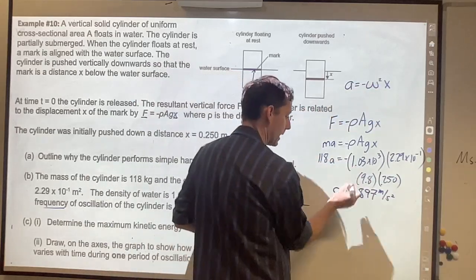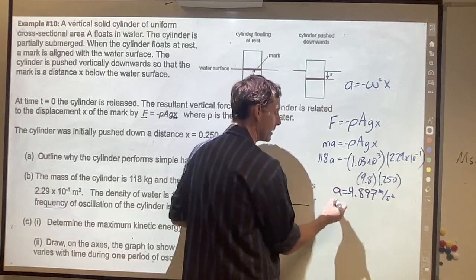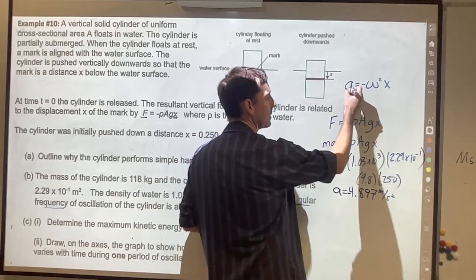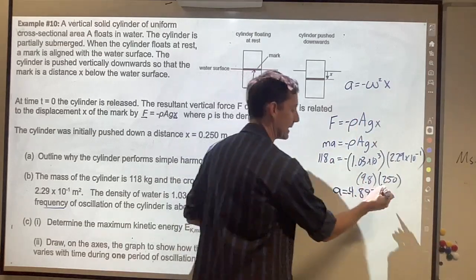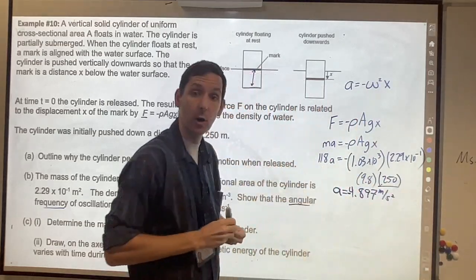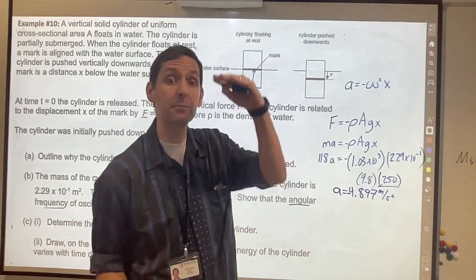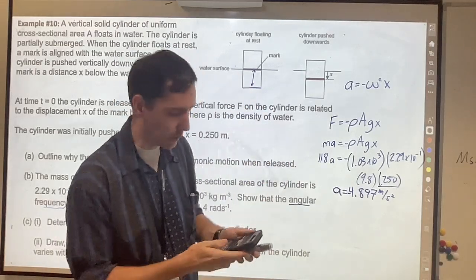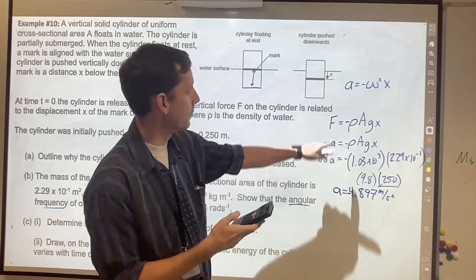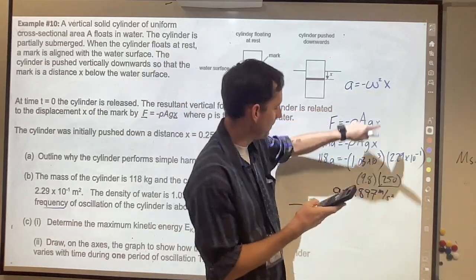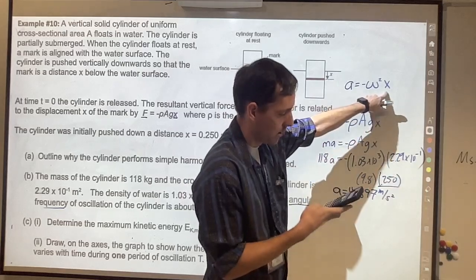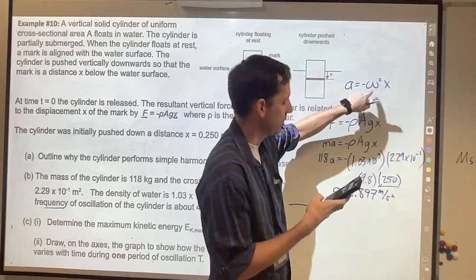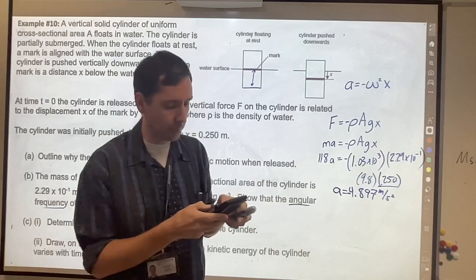Now I can use this because I have x, so I can go, and it should be negative, right? It is negative there. So I'll go negative 4.897 is equal to omega squared times x. The x again is going to be that 0.250. That's the displacement, that's the amplitude, how far it's been displaced. And so I'll take that number, I'm going to divide by 0.250, and then I'm going to square root it so that I can get omega by itself.